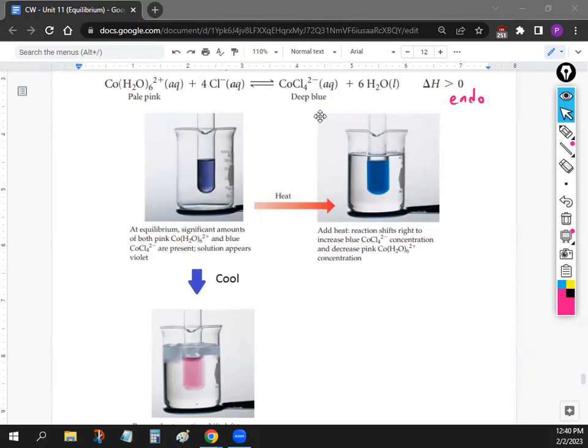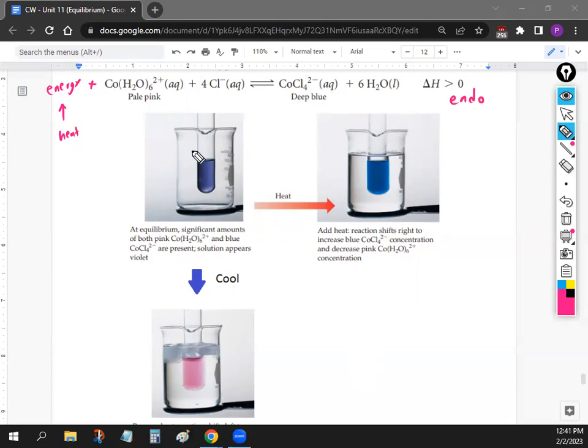To the right. The reason that happens is because, remember, if it's an endothermic reaction, energy is a reactant. So when you're heating it up, it's the same thing as adding more reactant. If you heat it up, you are adding more energy, which is a reactant, and since you're adding more reactants, it's going to shift to the right, to the products. So that's why it's going to be this blue color. It's very similar to changing the concentration; you just do it with energy instead.